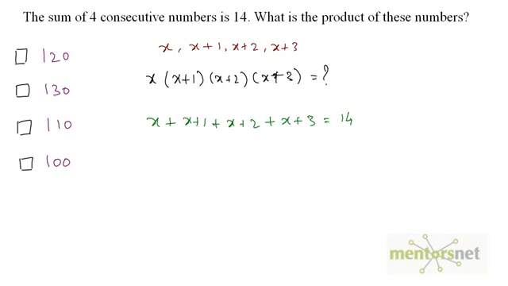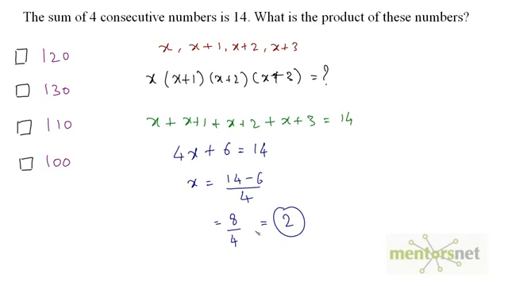So solving this for x, we get 1, 2, 3 and 4x plus 1 plus 2 is 3 plus 3 is 6 is equal to 14. x is equal to (14 minus 6) by 4. 14 minus 6 is equal to 8 by 4, and that is equal to 2. So x is equal to 2.